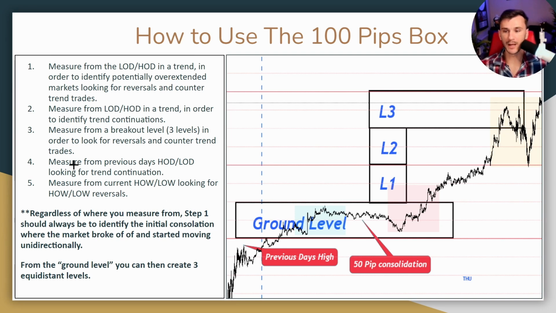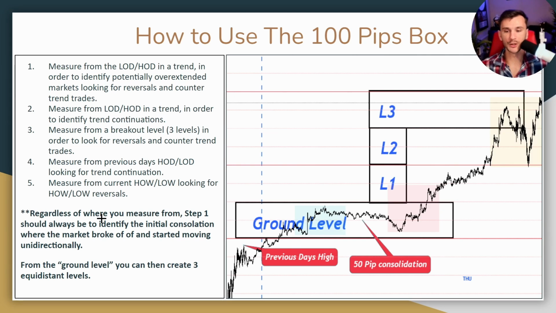You can also measure from the current high of week or the low of the week, looking for high of week, low of week reversals. So let's say like Monday, the market starts trading down. All right. But you notice that Monday was in a 100 pip box or maybe a 50 pip box. They've consolidated and you measure down from that area from the high of the week. It's basically an assistant to your weekly template trade setups. You measure down or up depending on the direction, right? And it will again help you to find decent strike zones for your trades.